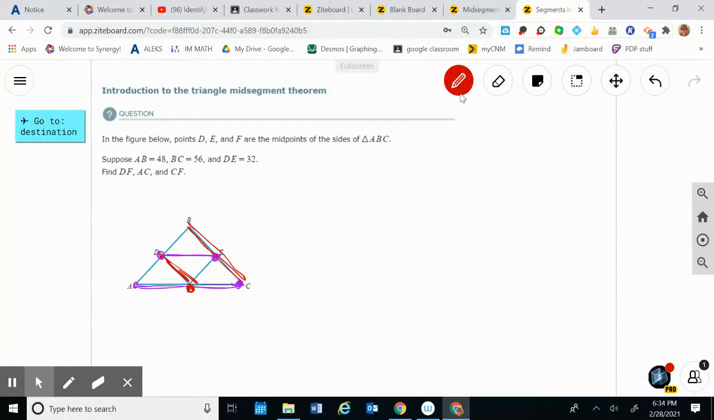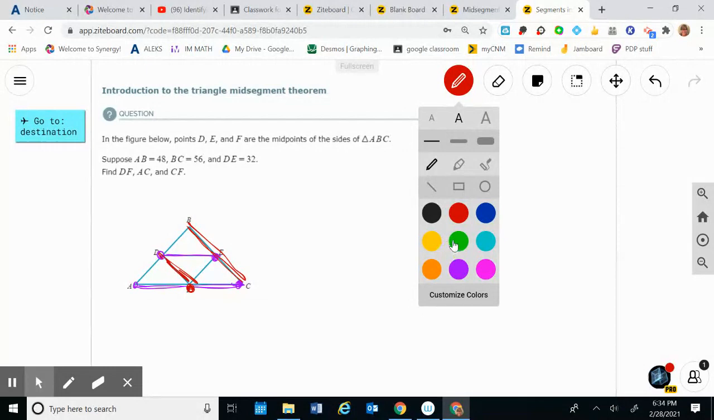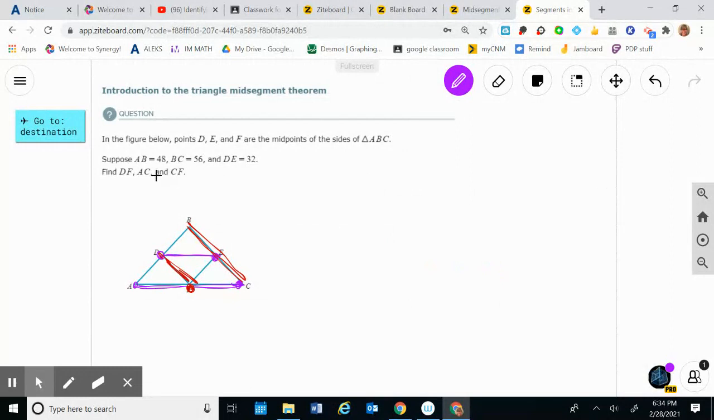It's kind of fun because what they're going to do is give you either the long piece or the short piece, and then you have to figure it out. So they're giving you A. I can't even see anything because I wrote all over it. So let's try this again. So that's the mid-segment theorem.